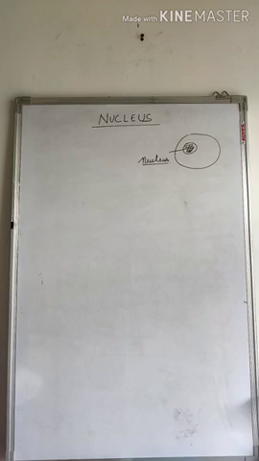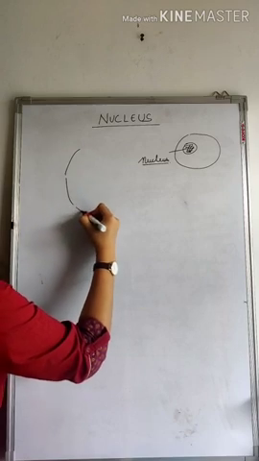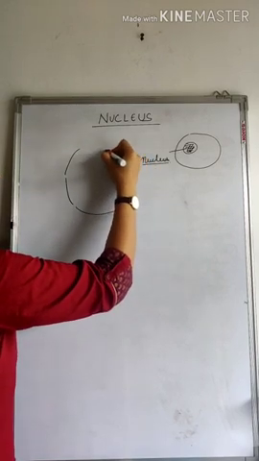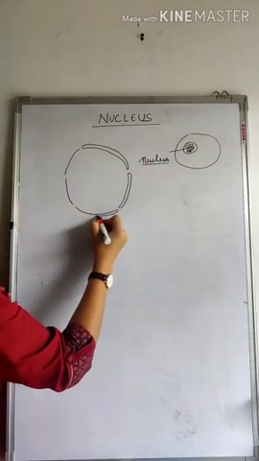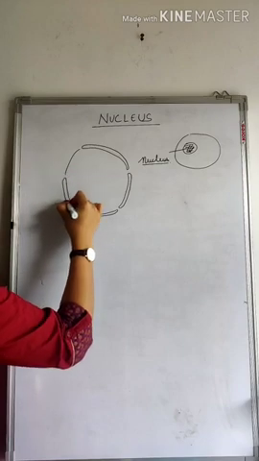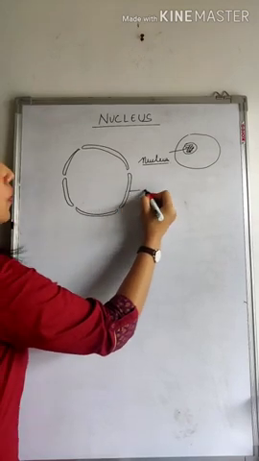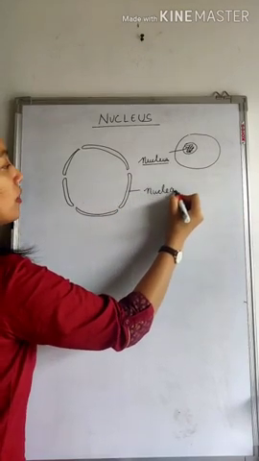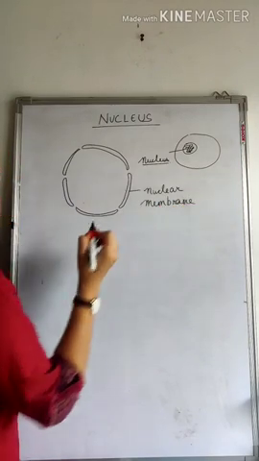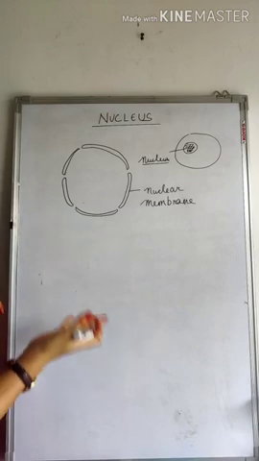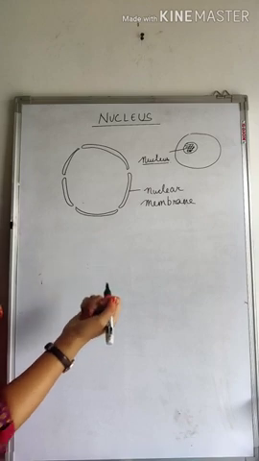Okay, nucleus has a double layer outer membrane. Okay, double layer outer membrane like this. You have to draw this structure as this structure is very important. It comes in exams also. Okay, this membrane we call it as nuclear membrane. Okay, as the outermost layer of the cell is called as cell membrane, same, the outermost layer of nucleus is called as nuclear membrane. It's easy to remember, right?